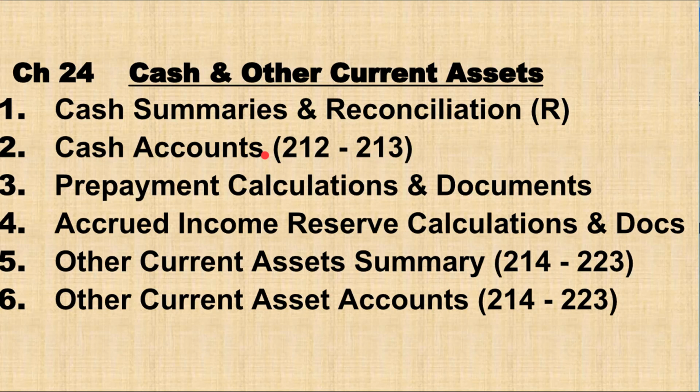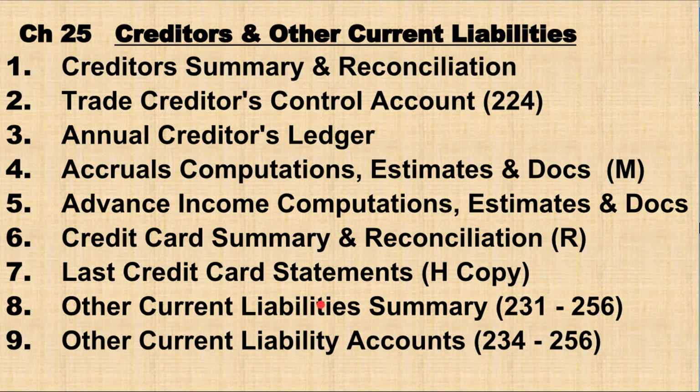Next, we look at cash accounts. Then we look at prepayment calculations and documents. Then we look at the accrued income reserve calculations and documents. Next is other current assets summary. And finally, the other current asset accounts. Chapter 25 looks at creditors and other current liabilities.